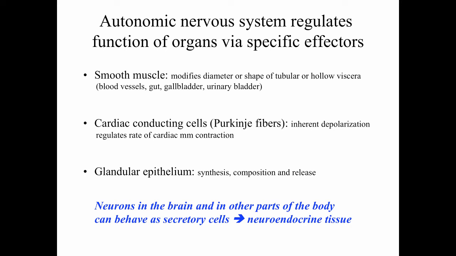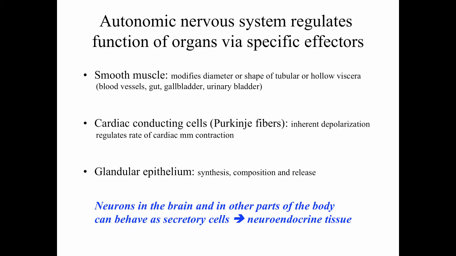So, for example, an effector could be smooth muscle. Smooth muscle can modify the diameter or shape of the tubular organs or hollow viscera. Smooth muscle might, under the influence of the autonomic nervous system, alter the diameter of blood vessels, might alter the behavior of cells in the gut, the gallbladder, or the urinary bladder. Of course, the cardiac conducting cells, or Purkinje fibers, their inherent depolarizations regulate the rate of cardiac muscle contraction. If you think of glandular epithelium, the synthesis, even composition and release of some of the glandular secretions are under the control of the autonomic nervous system.